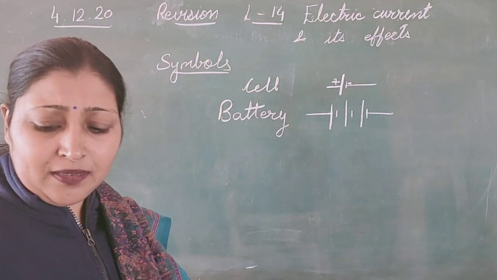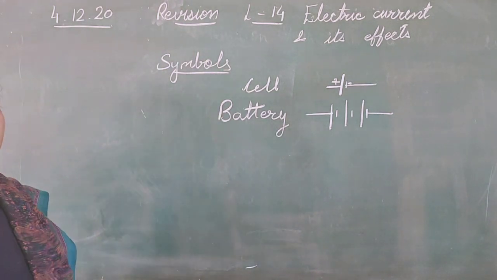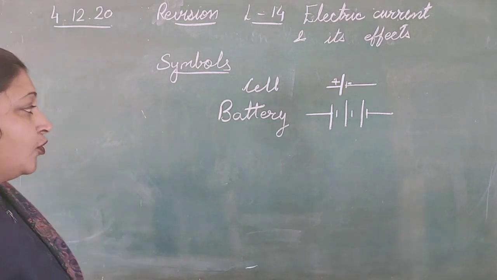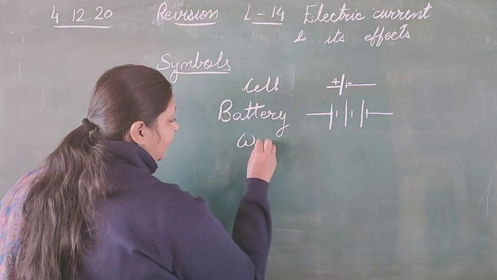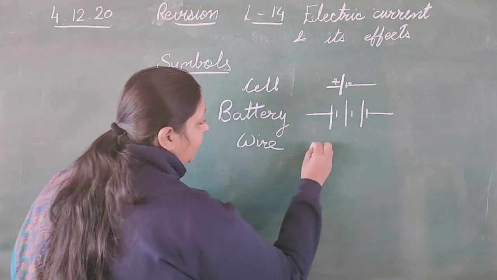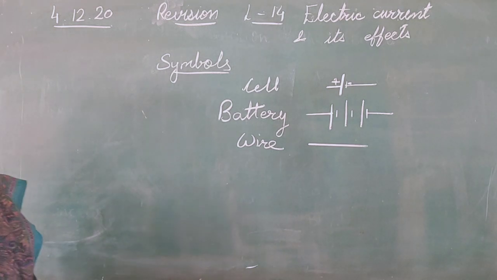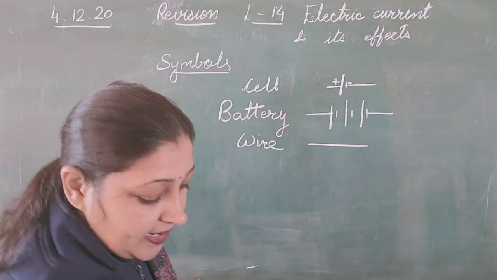And next, can you see what is this? Everyone is using it? Yes, even to charge your mobile phones you are using these cables. And what is this? Wire. Yes, it is an electrical wire, which we can represent simply with a line. Okay?